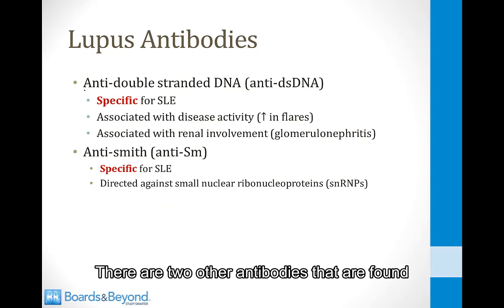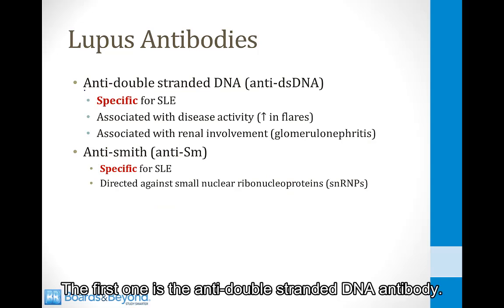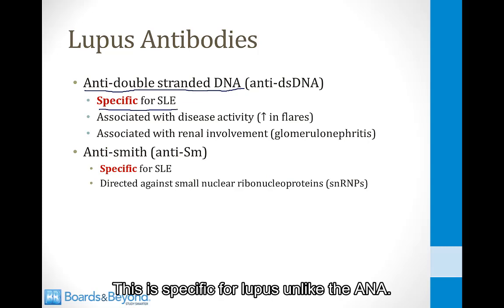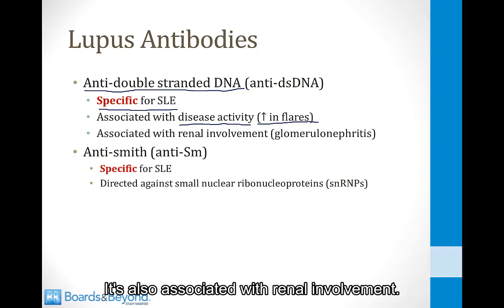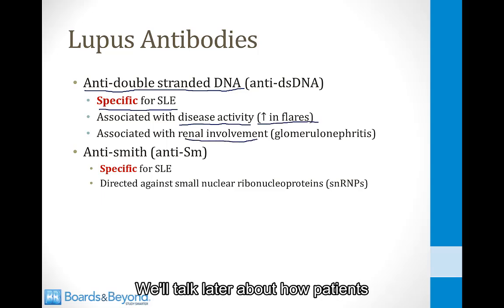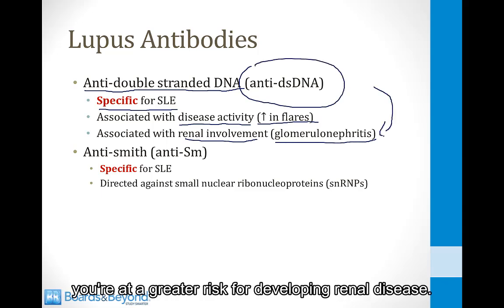There are two other antibodies that are found in lupus patients that are much more specific for the disease. The first one is the anti-double-stranded DNA antibody. This is specific for lupus, unlike the ANA. It's also associated with disease activity. The level of anti-double-stranded DNA will rise during flares of the condition. It's also associated with renal involvement. We'll talk later about how patients with lupus can get renal involvement, especially glomerulonephritis. And if you have a high level of anti-double-stranded DNA, you're at greater risk for developing renal disease.